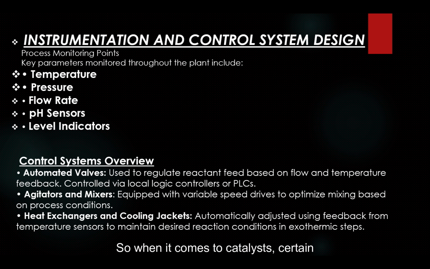pH sensors, because when it comes to catalysts, certain catalysts work in certain pHs, we know that. And level indicators, so that managers, administration, and operational workers can tell what is happening and how much of everything is actually flowing. So just basic administrative stuff. After this, we get the control systems, which is basically how we automate this plant without having to literally be there all the time.